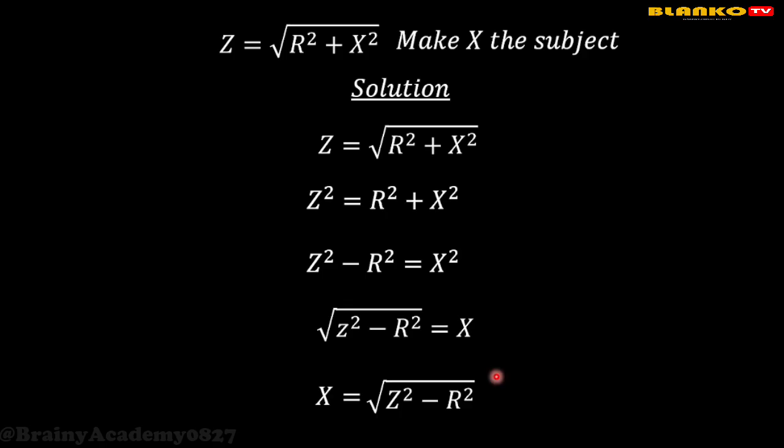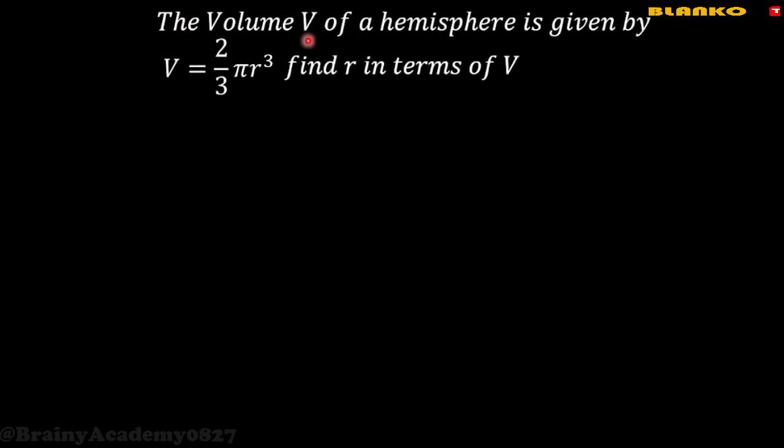I hope you understand. Alright, so let's do the last example. We have the volume V of a hemisphere given by V equals 2 over 3 pi r cubed. Find r in terms of V. That means we are making r the subject. So the solution. We are given V equals 2 over 3 pi r cubed, and we have to make r the subject.